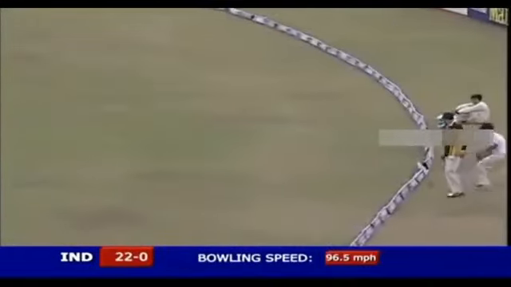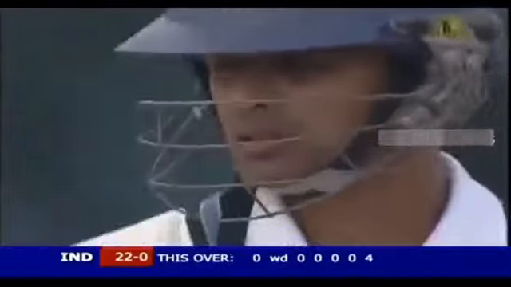Huge grunt, but a great shot from Dravid. Looking for the Yorker was Sehwag. Doesn't get it right. The margin of error very minimal. And Dravid picks up a glorious boundary to end the fifth over. It's 22 for no loss.